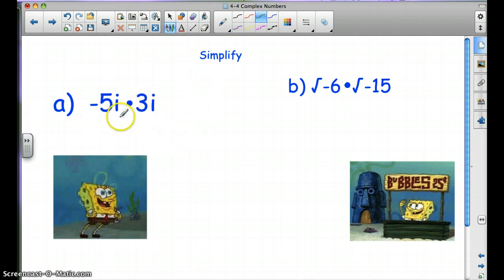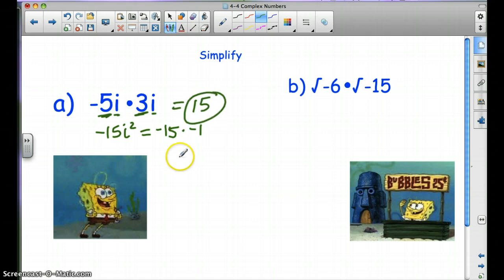So with this, you can go ahead and look at your numbers or your coefficients on i. So negative 5 times 3 is a negative 15. And then we have i times i, which is i squared. And remember, i squared is a negative 1, so we have a negative 15 times a negative 1, which ends up being our final answer of 15. So that's how we simplify just imaginary numbers.